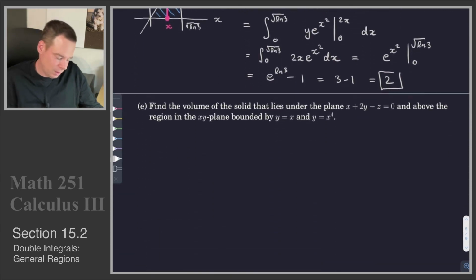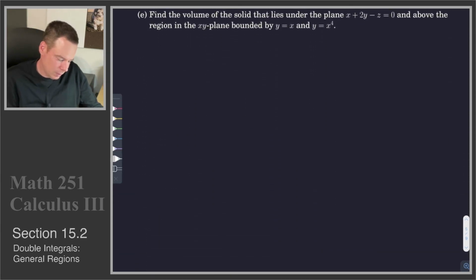All right, let's have a look at the last example. And this comes back to our first problem that we posed at the start of this lecture, and that is: find the volume of the solid that lies under the plane and above this region bounded by y equals x and y equals x to the fourth.